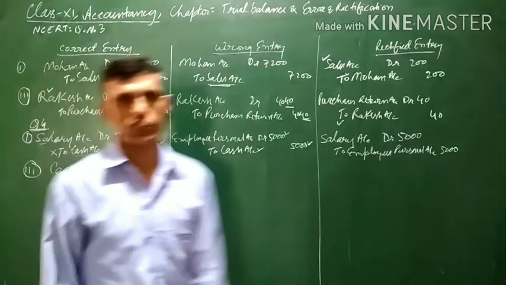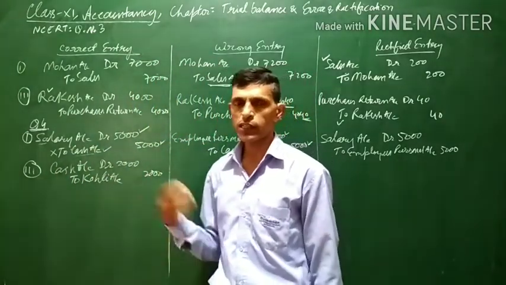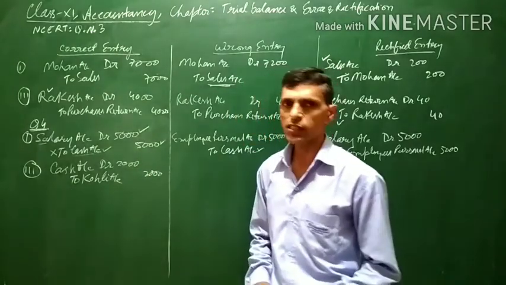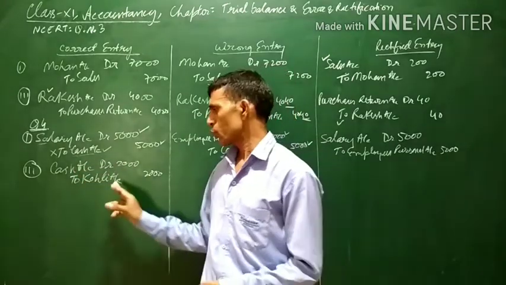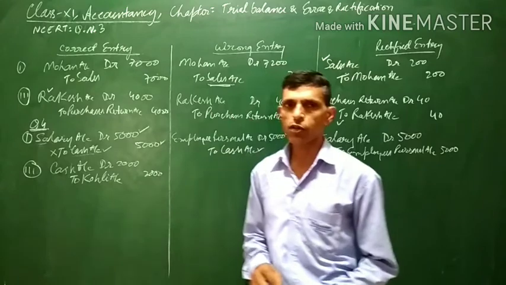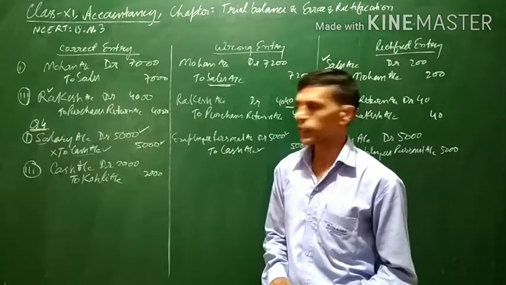If cash is received, means cash will be coming in the business. Cash is the real account, and the rule for real account is debit what comes in. That is why cash has been debited. Kohli has given us the cash, and Kohli is a personal account, and the rule for personal account is debit the receiver, credit the giver. Kohli is the giver, so Kohli's account will be credited.